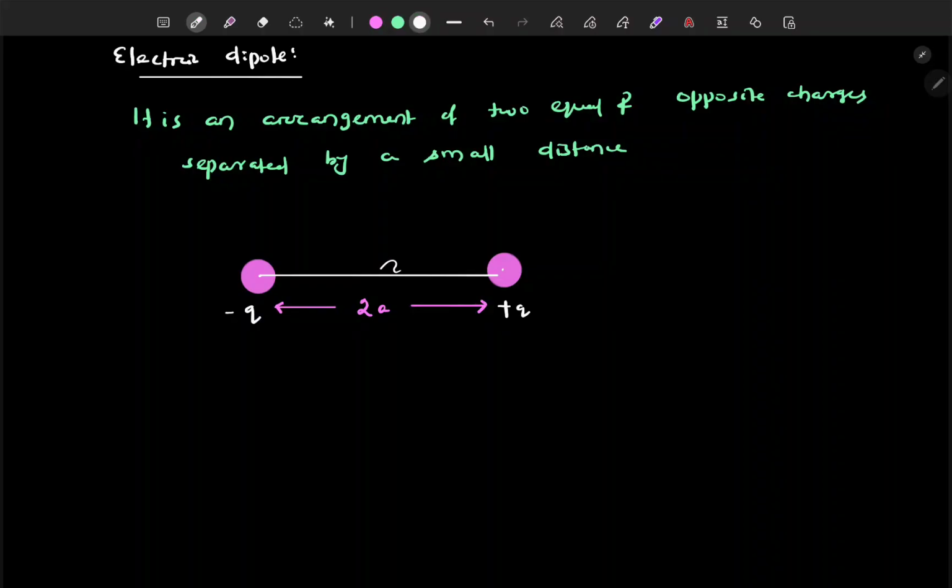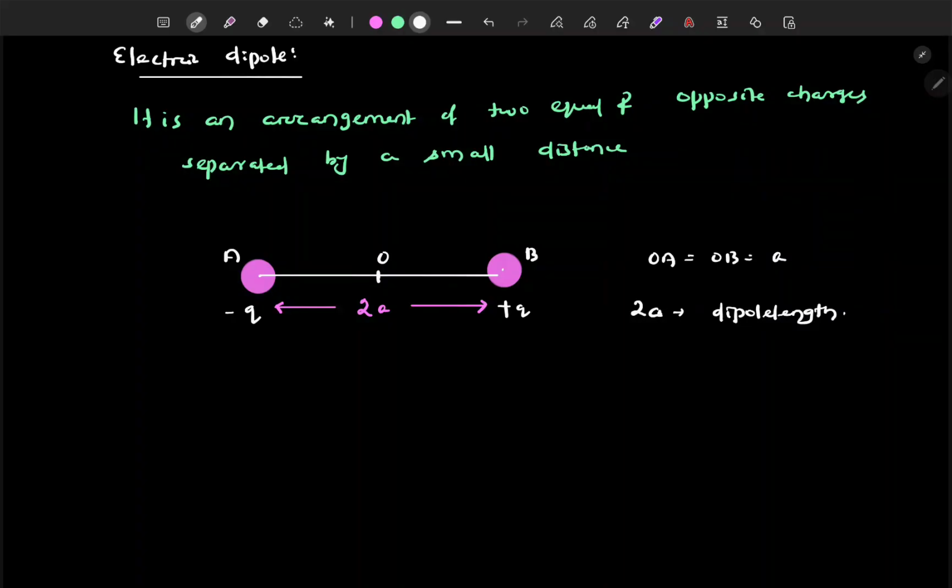In this case, let the midpoint of the dipole be O. Let this be A, this be B. So OA is equal to OB is equal to a, and here 2a is called the dipole length.